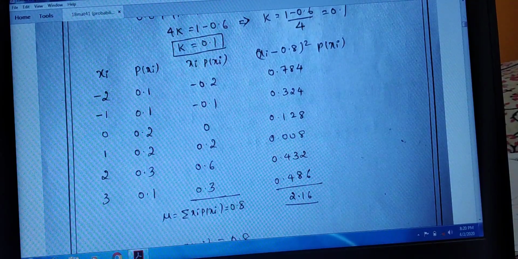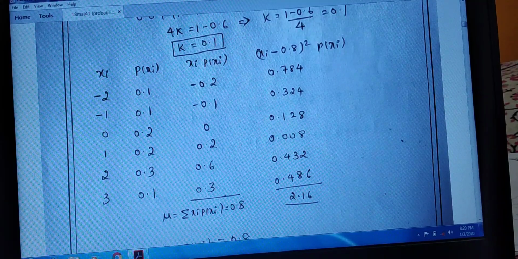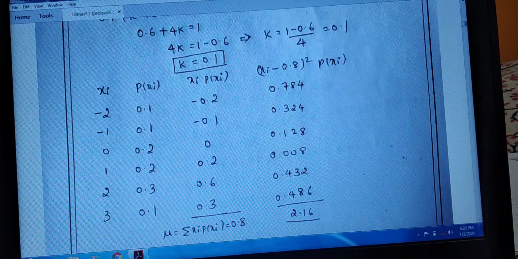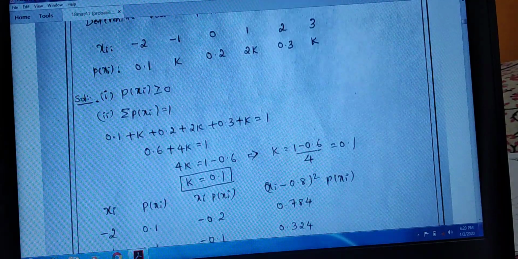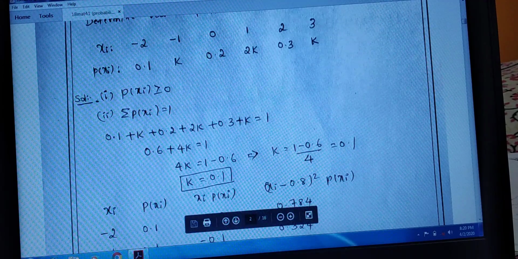In the first column, we have written all the xi's. The xi's are given by -2, -1, 0, 1, 2 and 3. This is already given in the problem, and these are the p of xi values. We'll go back here. You can see this is the p of xi's which is given in the problem, but they have not given the value of k. We have to find the value of k. Here we have found the value of k as 0.1.